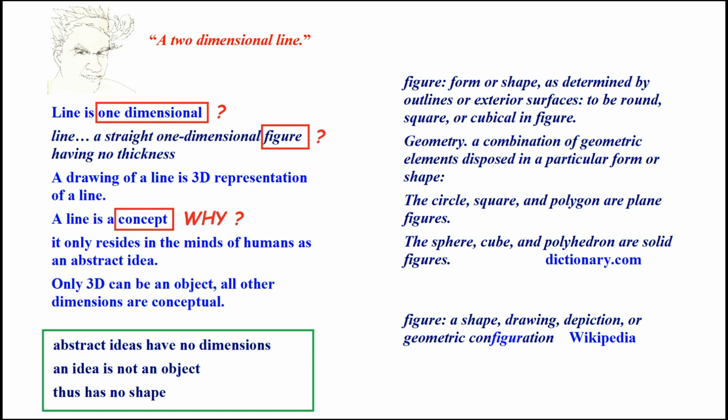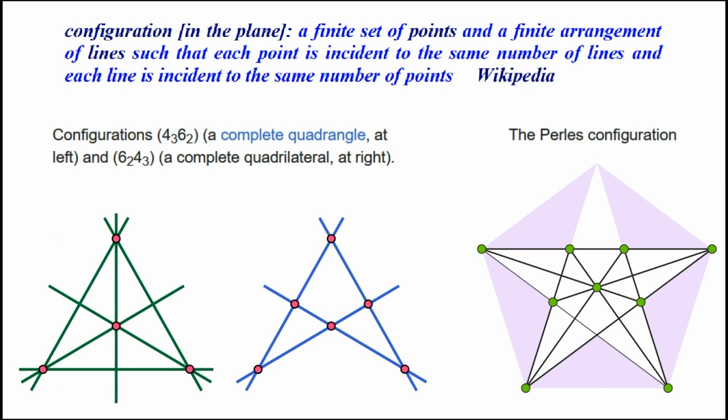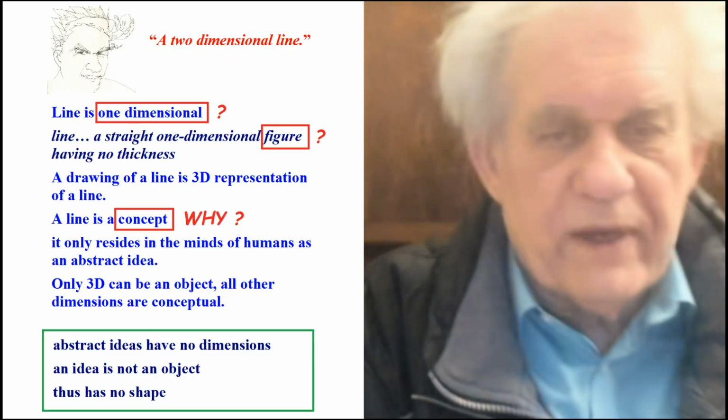Does it have form? And all the examples they give, they don't put the point or the line, remember. They just put these circles and the squares and the cubes. And when you look at figure in Wikipedia, it says a shape, drawing, depiction of geometric configuration. What's a configuration? Well, there it is, a configuration in the plane. And what is it? A finite set of points or a finite arrangement of lines. They use the word point, but they have not defined a point. But then they say a configuration is just a bunch of points and lines. So again, we still don't know what a figure is.